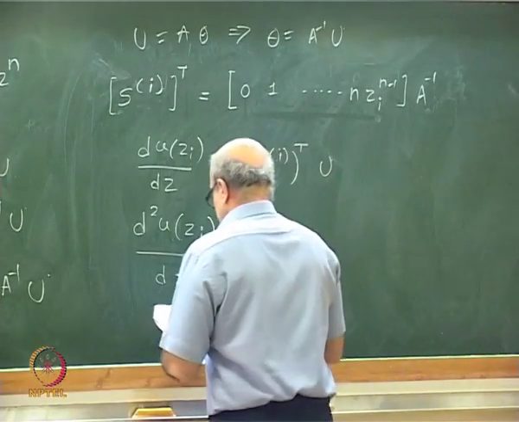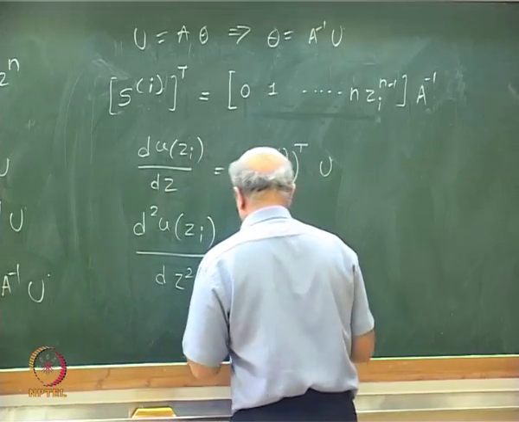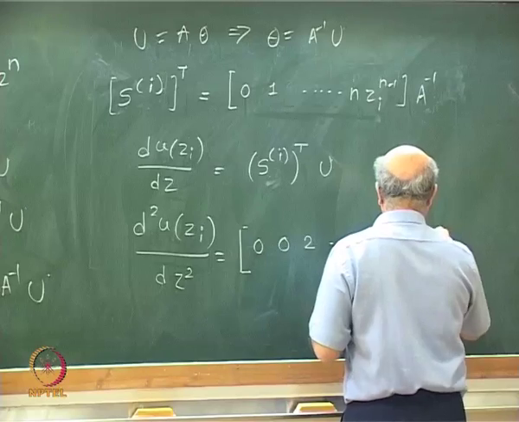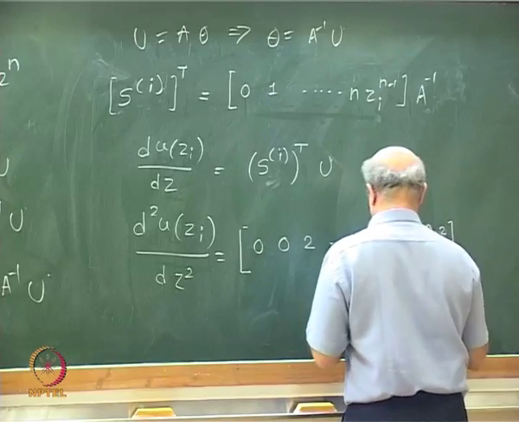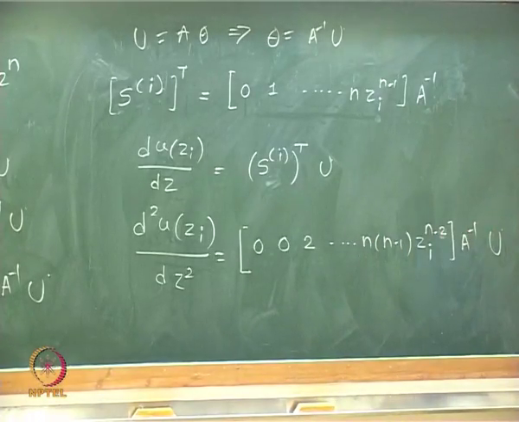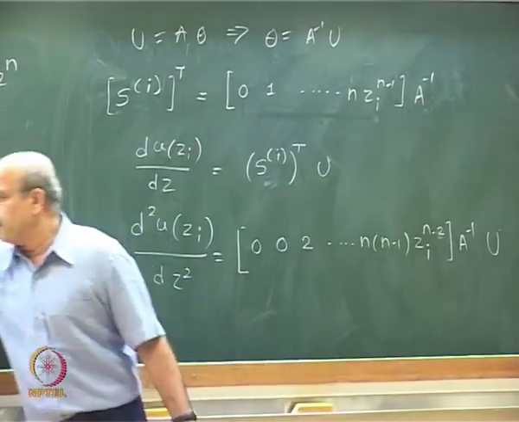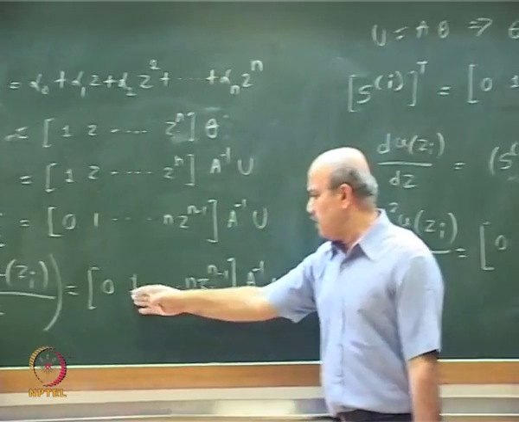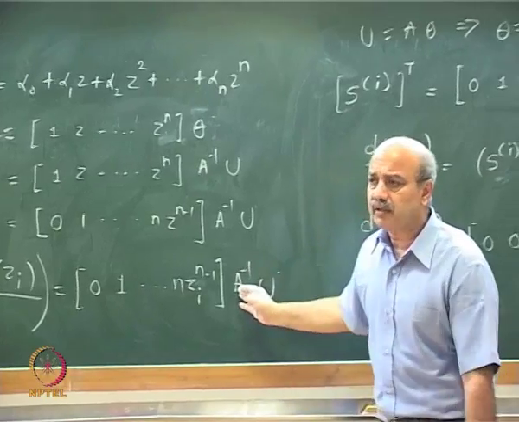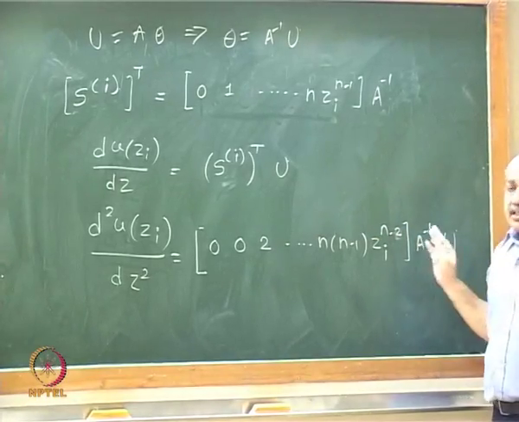So it turned out to be 0, 0, 2. We derived a generic expression for the second derivative. Just look here. This is the first derivative. If I differentiate this with respect to z again, you will get 0, 0, n minus 1 will come here. This is just differentiation of this. This is a constant matrix. So this expression naturally follows from this, and this is what we got.